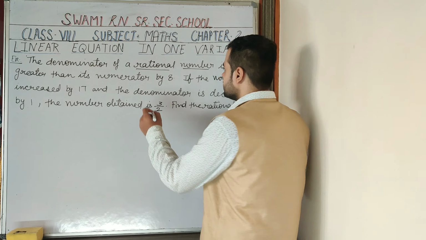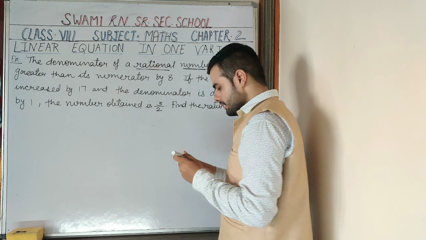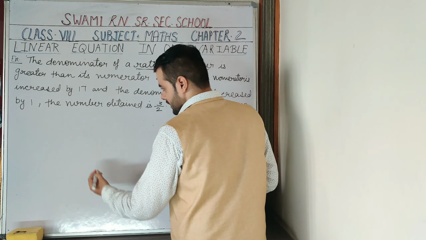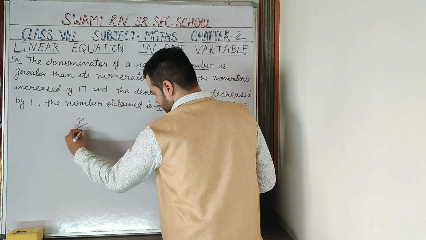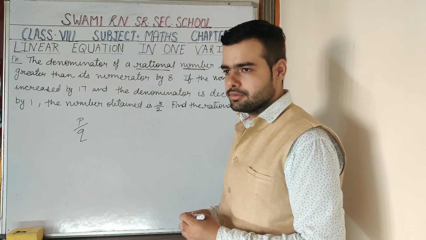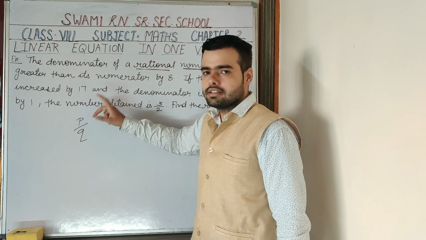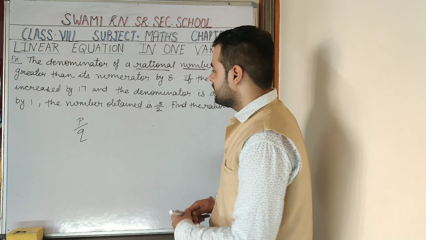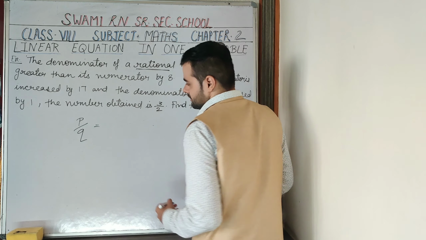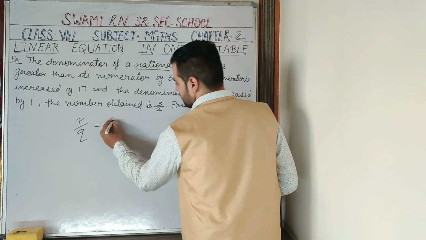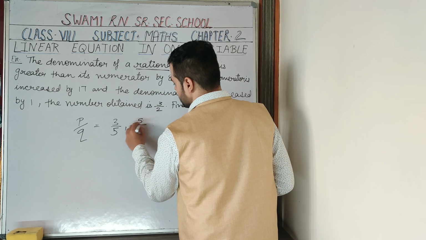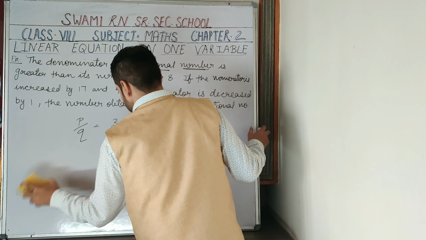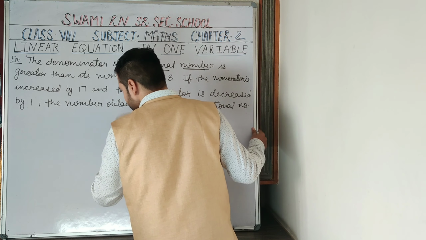First of all we will discuss what a rational number is. A number that can be written in the form of p upon q is known as a rational number. For example, 3 upon 5, 5 upon 7, like that. These are all rational numbers. Now we will move to the question again.